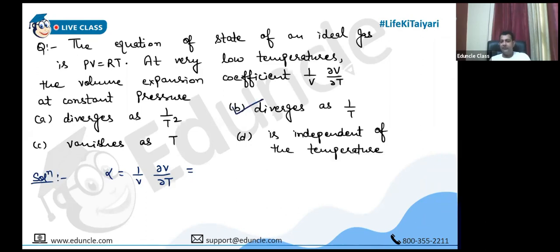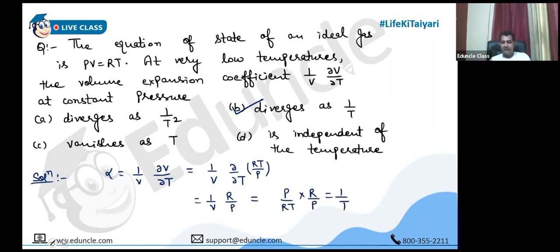It is option B. Very good, Mamta. Now see how to solve it. Again, we can substitute for V. Now, V will be RT by P. R is constant. We have to treat pressure as constant also. So it is coming out to be 1 by V, R by P. So 1 by V will be P by RT into R by P. So it is 1 by T.